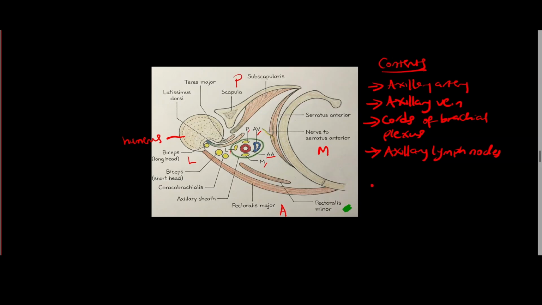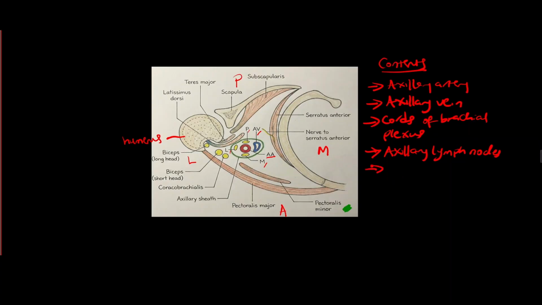These axillary lymph nodes are arranged in 5 groups. They are the anterior group, the posterior group, the lateral group, the central group, and the apical group of lymph nodes. The lymph nodes are not shown in this structure. The axillary lymph nodes are about 20 to 30 in number, and they are arranged in 5 groups: the anterior, posterior, lateral, central, and apical group.